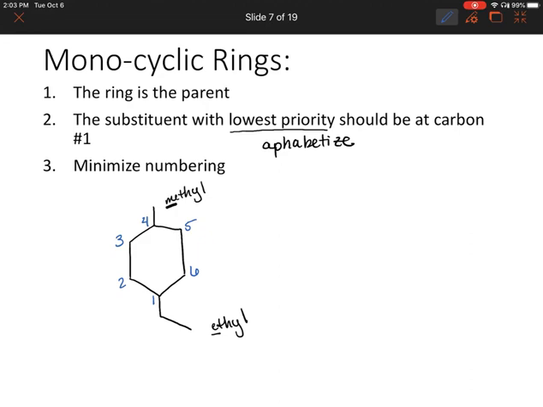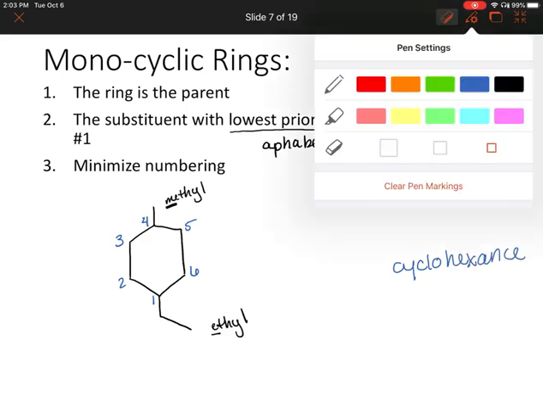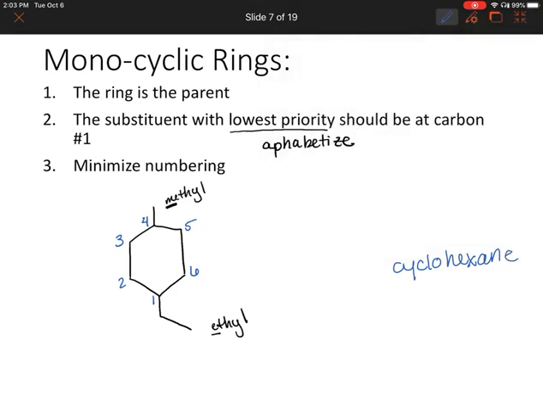Okay, so we have 6 carbons in the ring, so that means we want the name of this molecule to end in cyclohexane. Oops, that looks like hex ants. Hexane. Okay, so you'll notice we added the word cyclo in front of hexane. The cyclo tells us that we have a ring system, and hexane tells us we have 6 carbons in the ring.